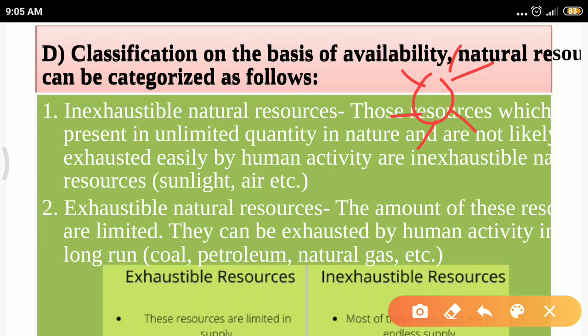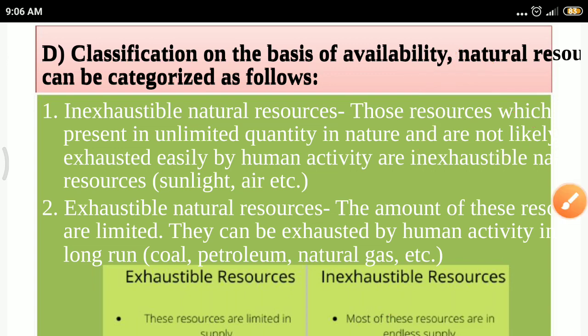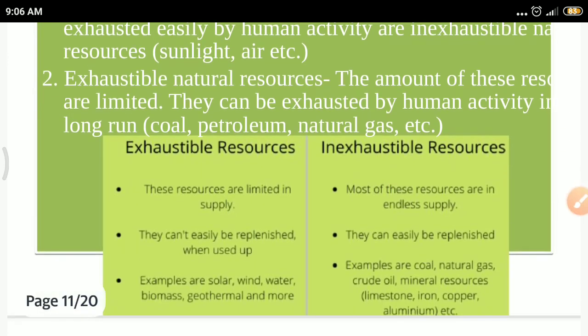For example, air: how much air you are utilizing doesn't matter, it is again going to form. Those kinds of resources are called inexhaustible resources. But in the case of exhaustible resources, the amount of these resources is very limited. They can be exhausted by human activity if we use them in the long term. For example, coal, petroleum, natural gases. These are the examples of exhaustible resources.